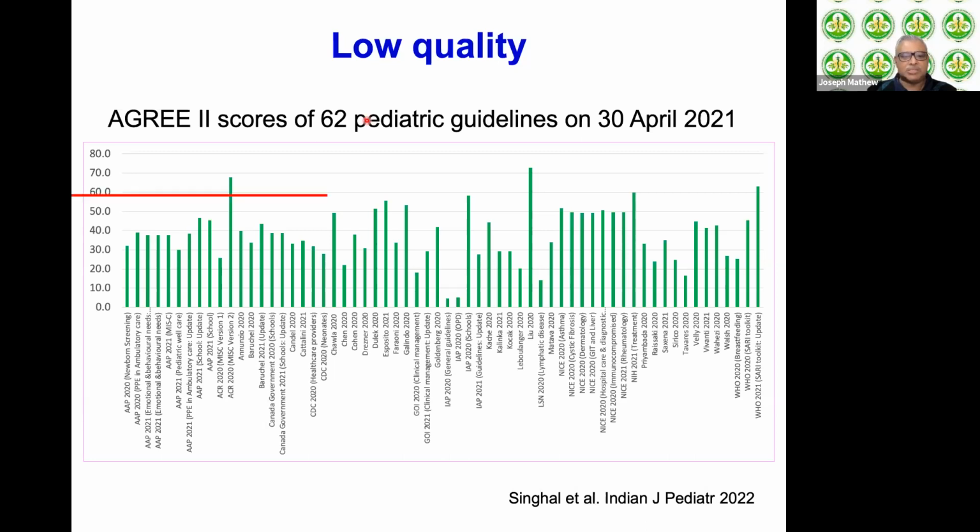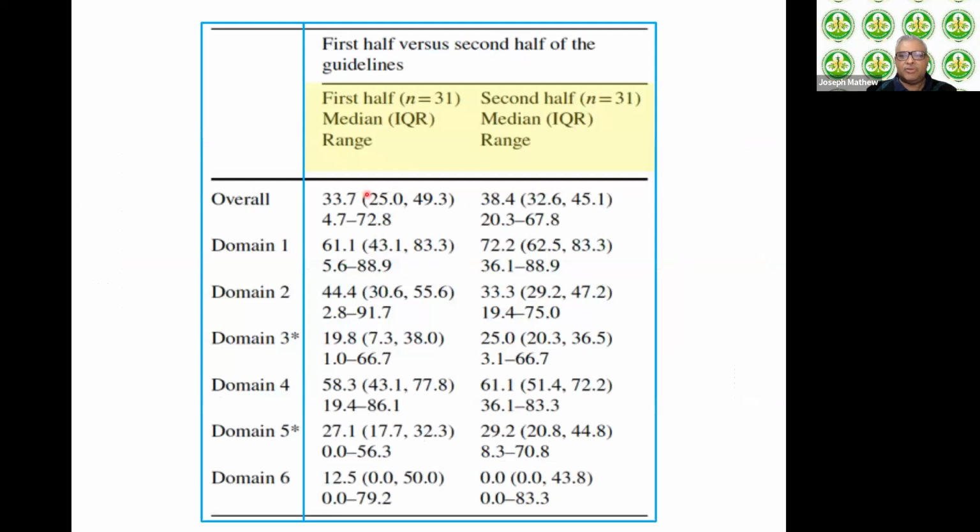In fact, if you looked at 60% as the so-called cutoff for a good quality guideline, only 3 of those 62 actually crossed the threshold of 60%. One or two reached close, but the majority had very low AGREE II scores, and the median was only 35%. Interestingly, we compared the guidelines produced in the first half of the pandemic with the second half, believing that the pressure of time might have created problems with quality. We discovered no statistically significant differences in any of the domain scores between guidelines produced early and those produced later.